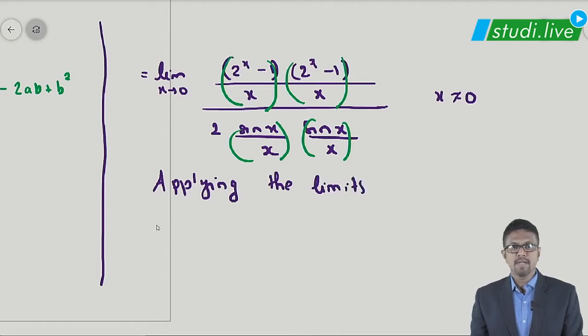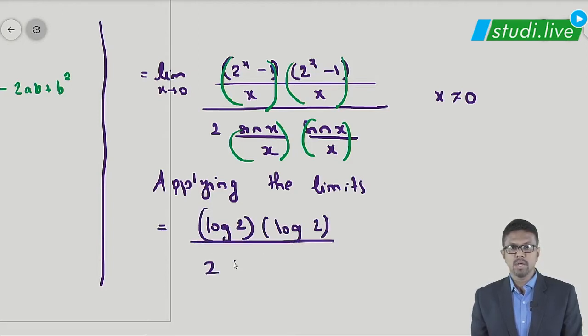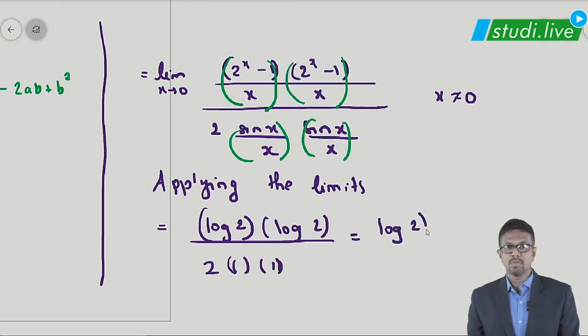So when we apply the limits, the limit value will be now, of course, the first value was log 2. The second value was also log 2 upon 2, and the rest of the values were actually 1. So this is log 2 into log 2. So this is log 2 the whole square upon 2. Okay. So log 2 the whole square upon 2. So this is the limit value that we have found.